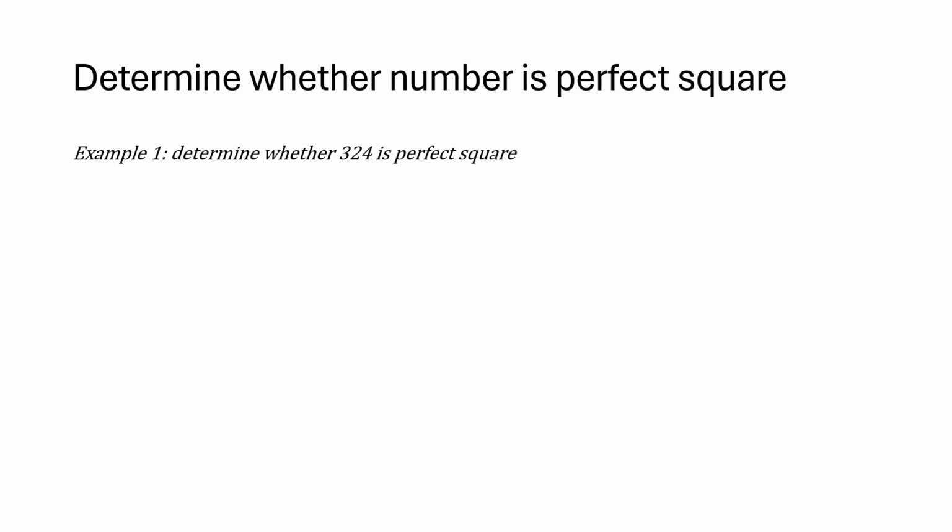So today I would like to present how we determine whether a number is a perfect square or not. So we have the number here, which is 324. What we do is we try to prime factorize it first.